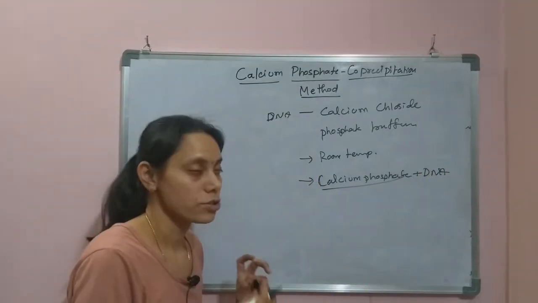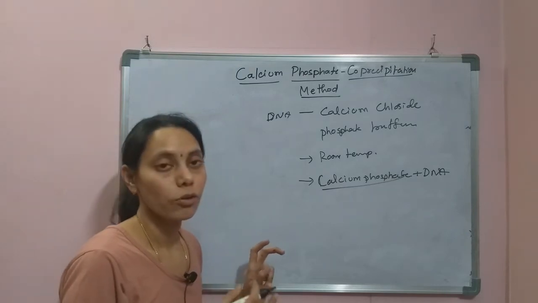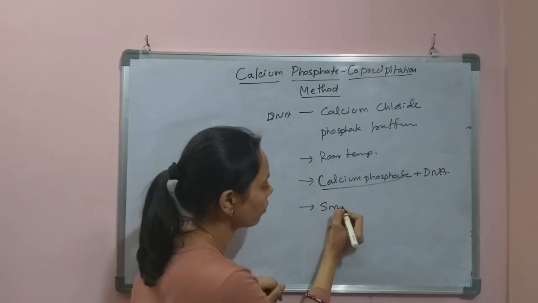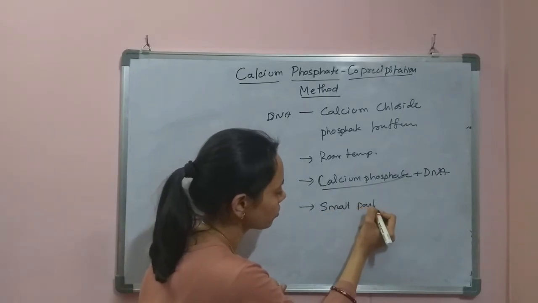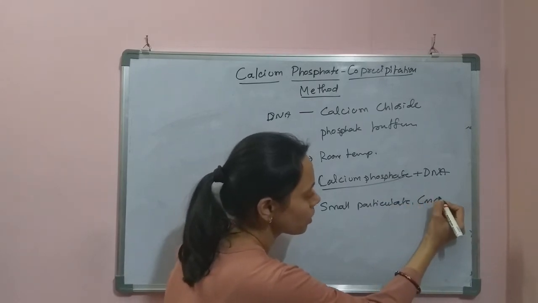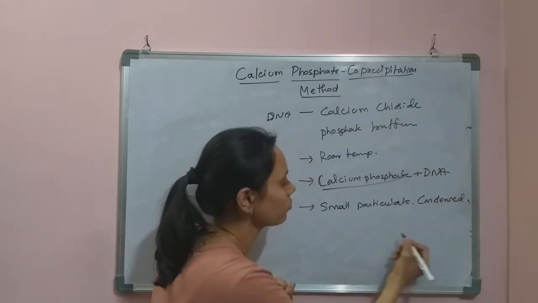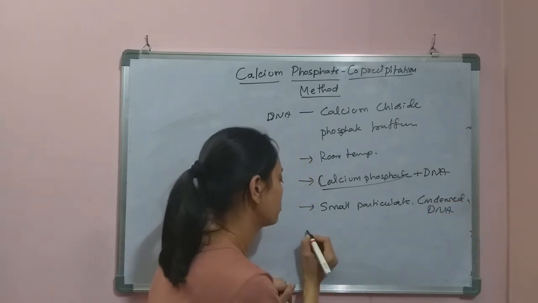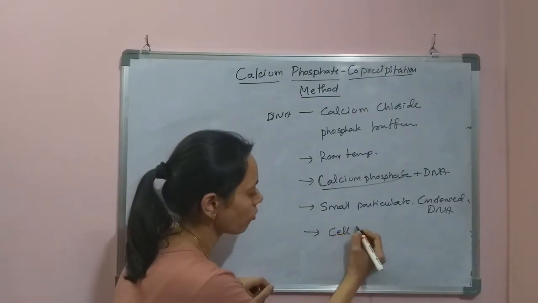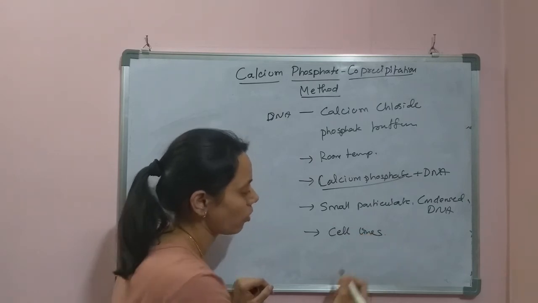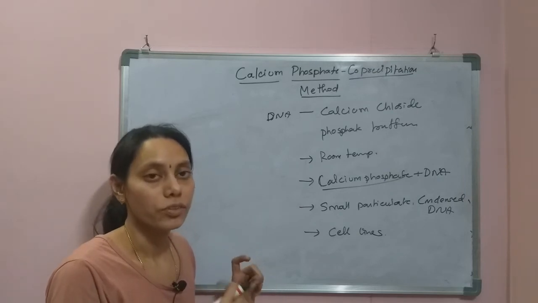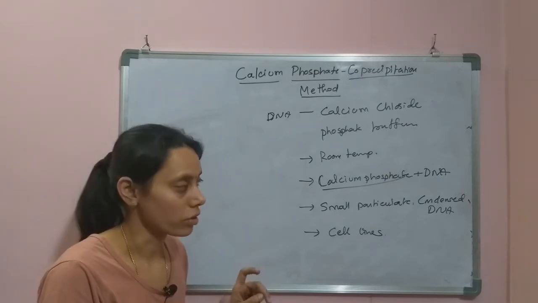So, as the calcium phosphate DNA co-precipitation complex is formed, it will be like very small particulate in which the DNA will be in condensed form, and generally it will be treated with the cell lines of the host cell or the tissue cultured cells. This precipitate will be used for the treatment of the tissue cultured host organism cells.